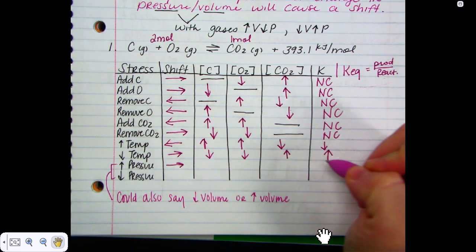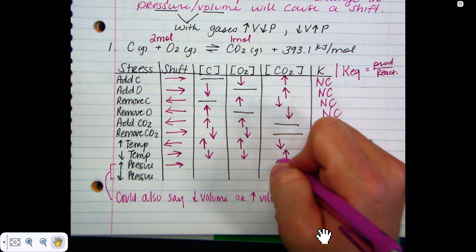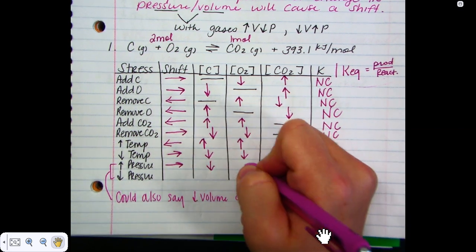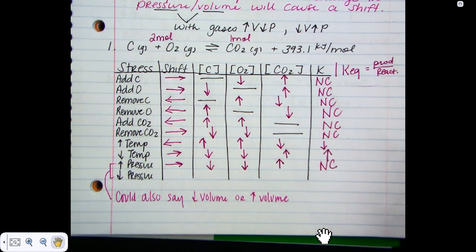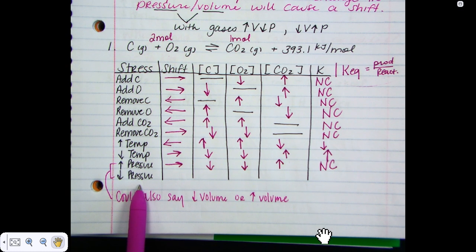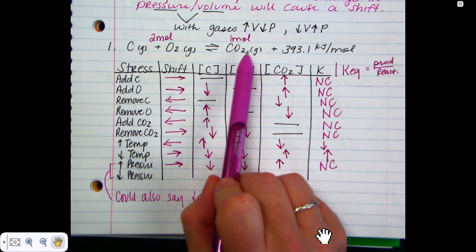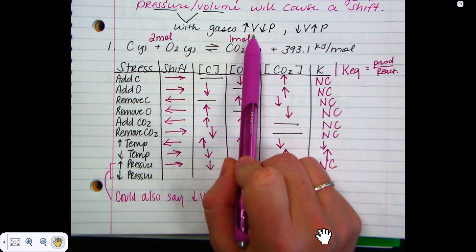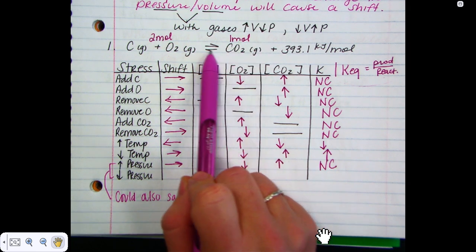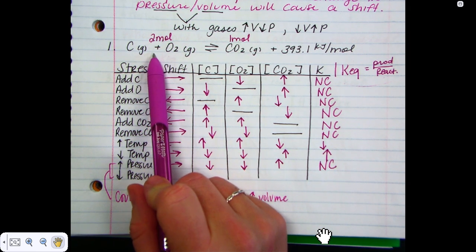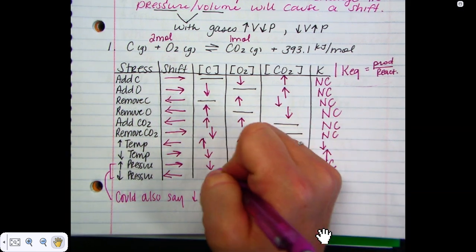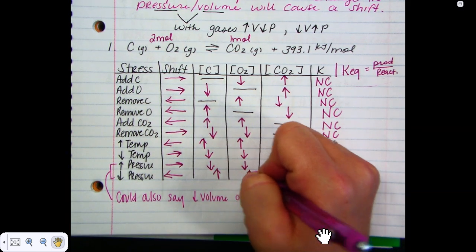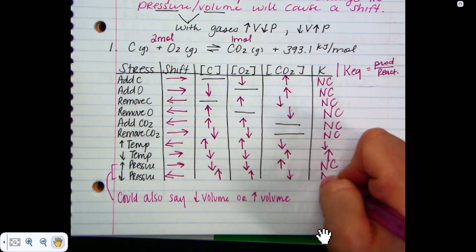As I shift to the right, my CO2 goes up, my C and my O go down, and because it's not temperature, there's no change in K. All right. And if my pressure goes down, I can have more space because my volume has gone up. I'm going to shift to the side with more moles because I can have more things bouncing around. So I'm shifting to the left. C goes up, O goes up, CO2 goes down, no change in K.